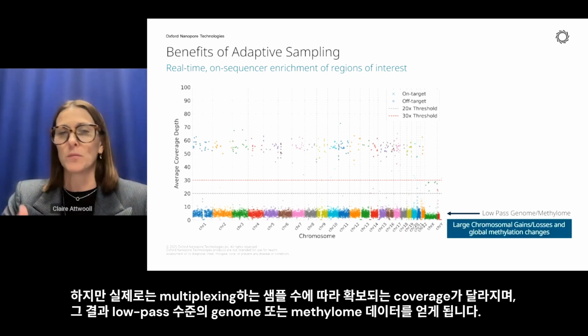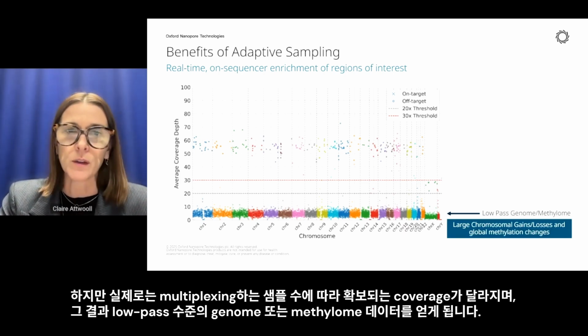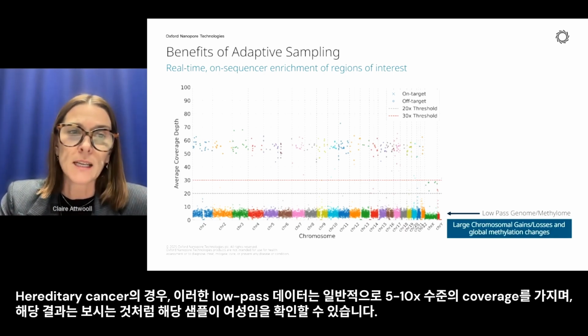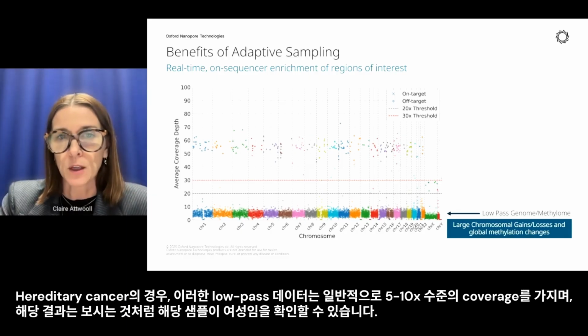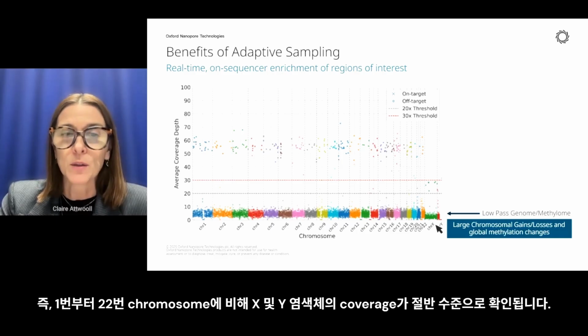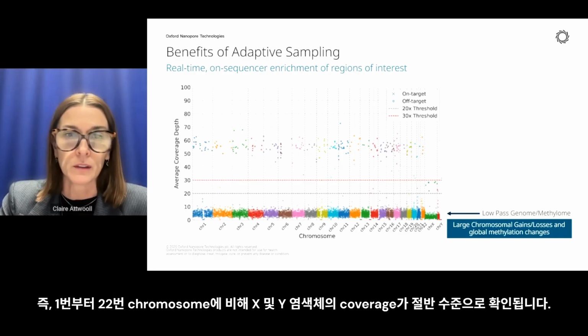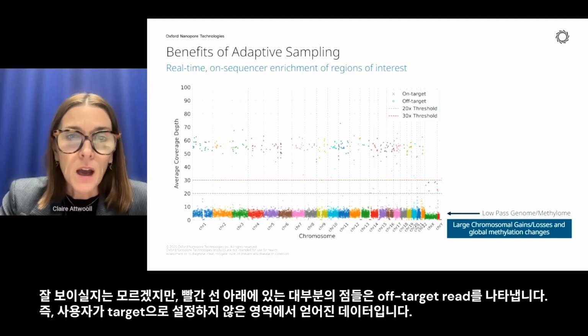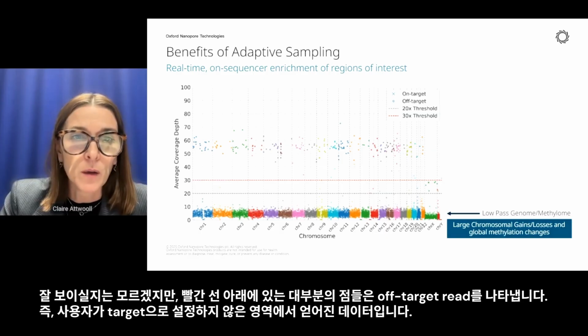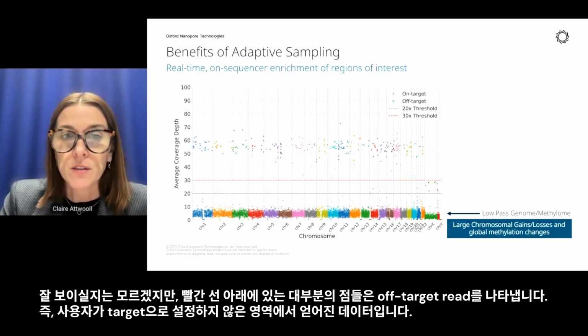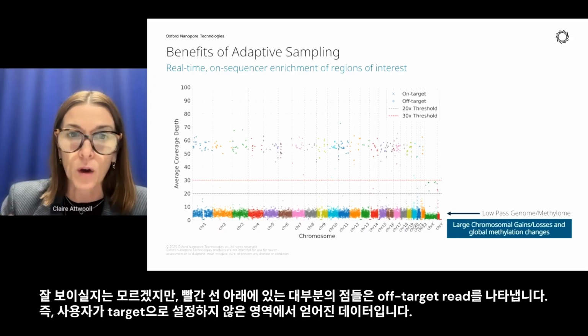Depending on how many samples you multiplex is going to depend on the coverage that you get. But in the case of hereditary cancer, we're in the 5 to 10x range for this low pass. And you can see really nicely here that this is a female. And so we have half the coverage of the X and Y chromosome as we do for our chromosomes 1 through 22. I don't know if you can see the resolution on this, but below this red line, most of these are circles. That represents the off-target reads.